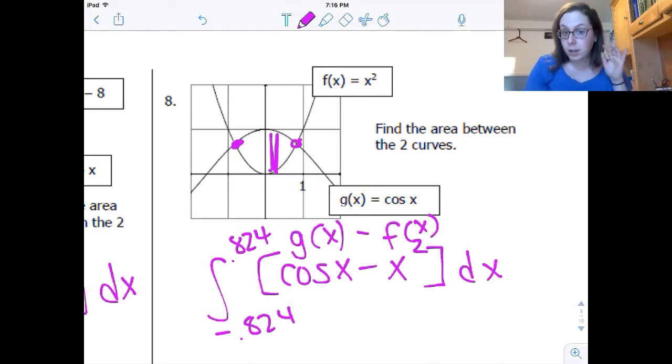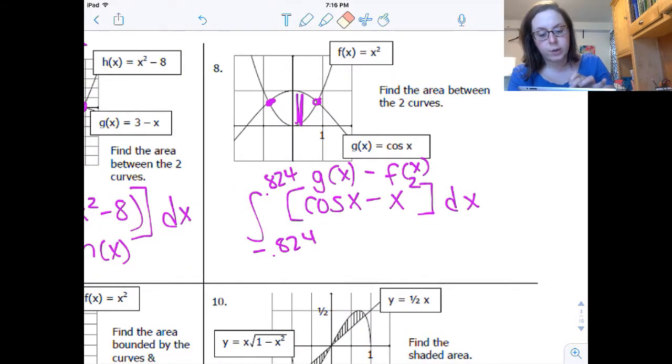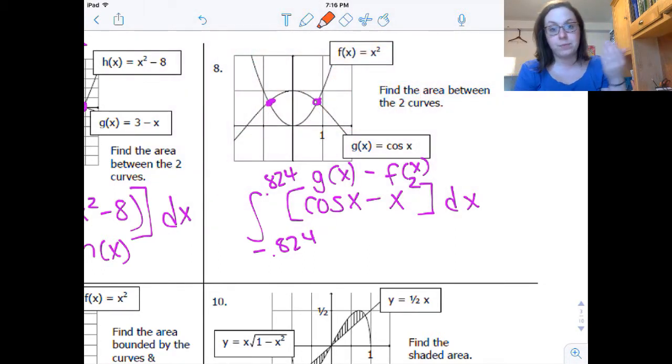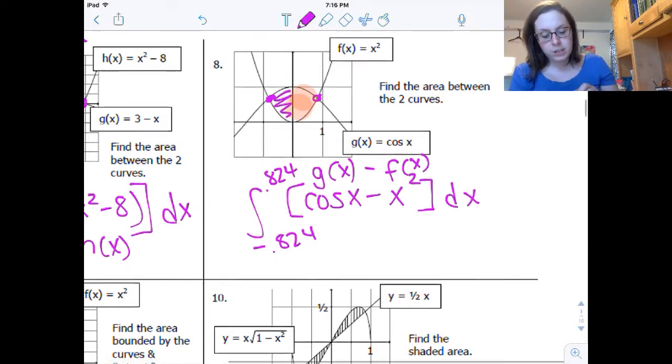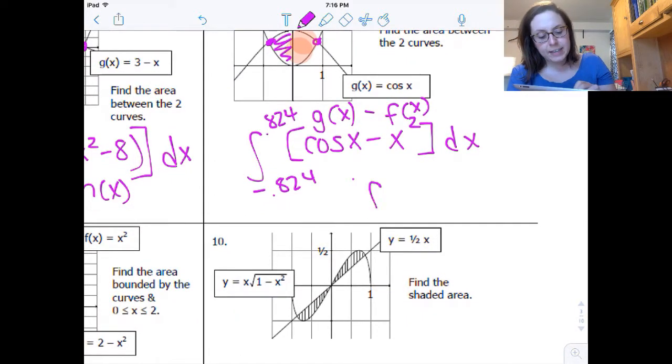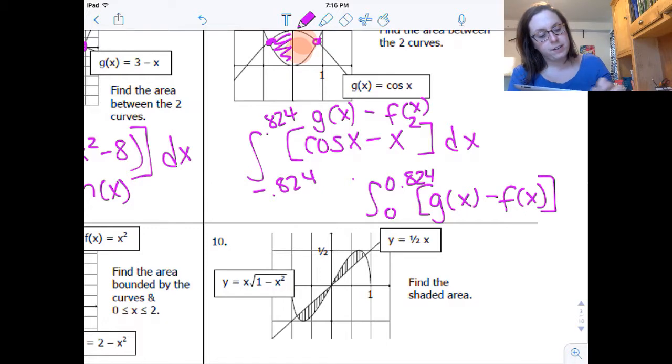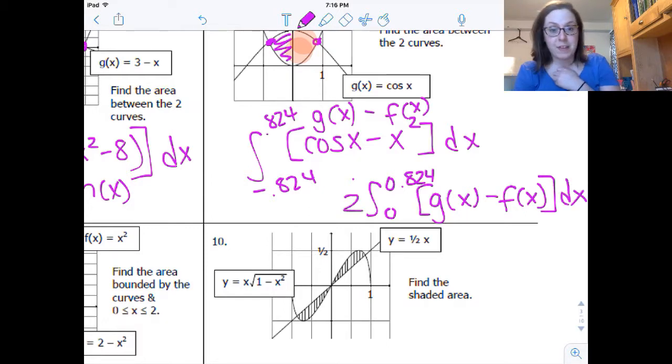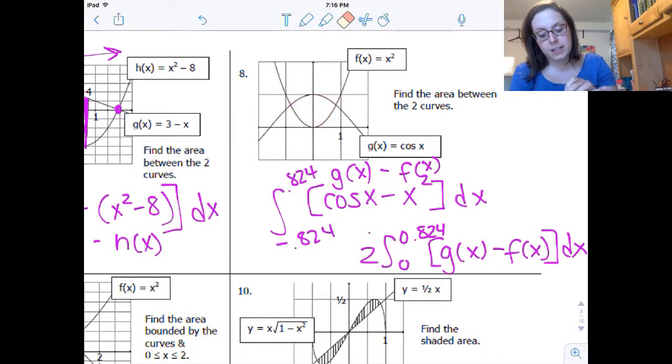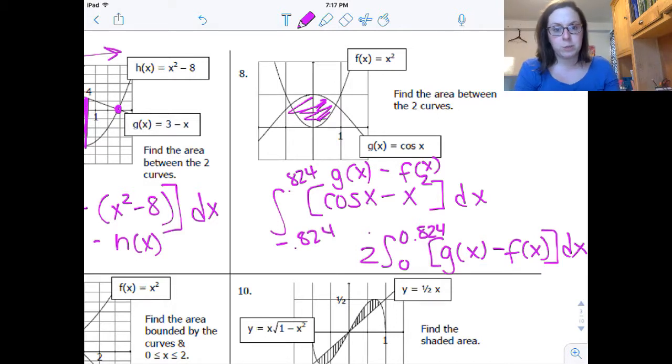Now, they could pull a fast one on you here, and I just want to talk about why really quickly. This region is symmetric over the y-axis, right? It's two even functions, so this region over here is equal to that region over there. So this could also be written as the integral from 0 to 0.824 of g minus f with dx at the end, of course. And then I could double that. That would still be the same, because what I would be saying there is take the region from 0 to that value and then double it. So just know that, especially on a multiple choice, it can look different but be the same exact thing.